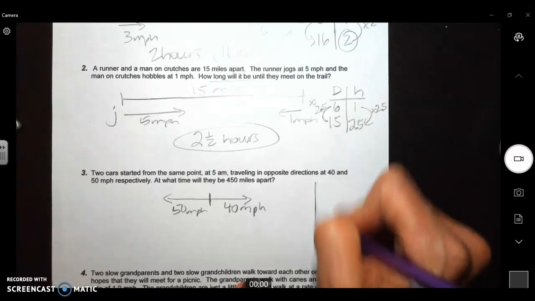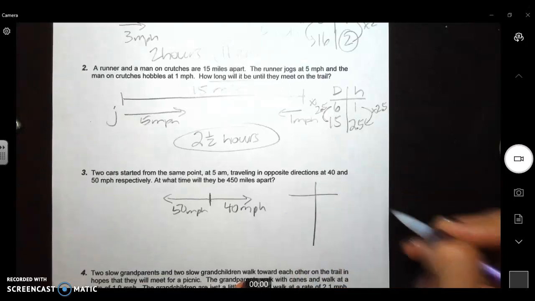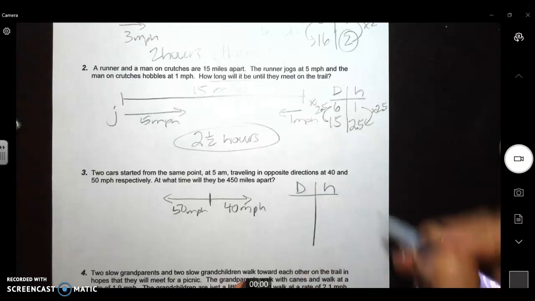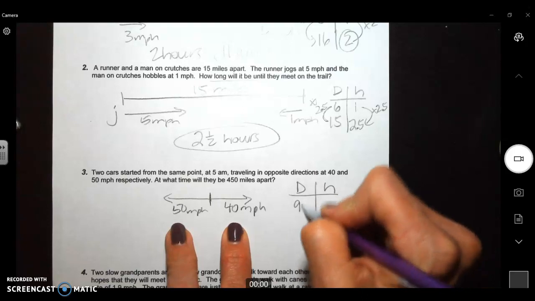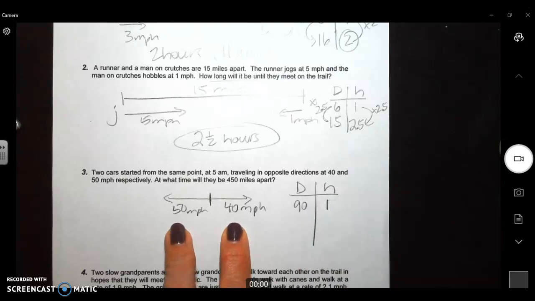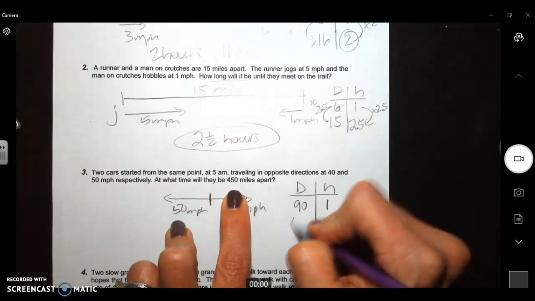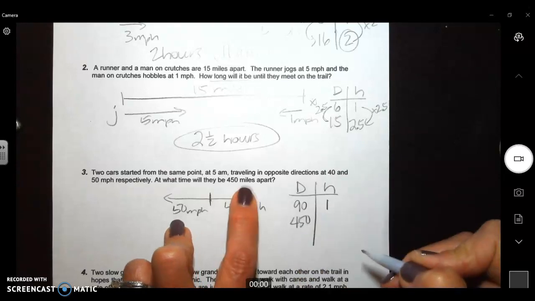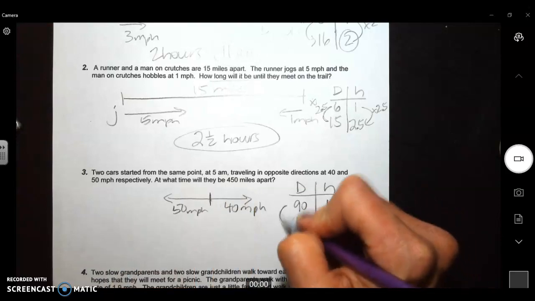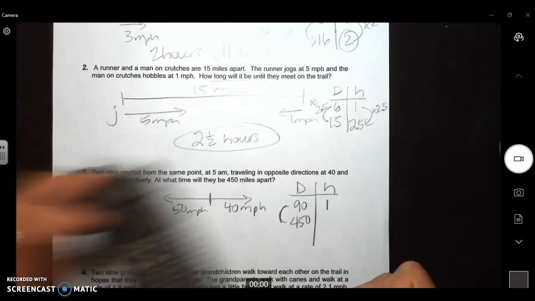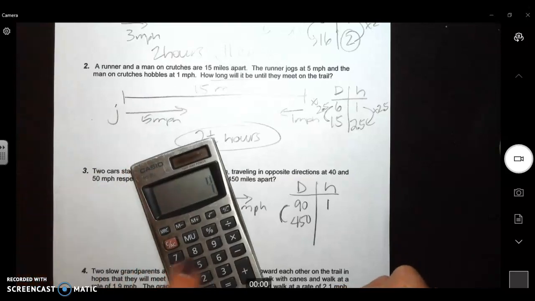This still is a table. I can set up a table to solve it. Distance and hours. So together, they are covering 90 miles in 1 hour. They want to get 450 miles apart, and that is distance, because distance is in miles. Well, I don't know. 450 and 90, so let's go ahead and divide. 450 divided by 90 is 5.